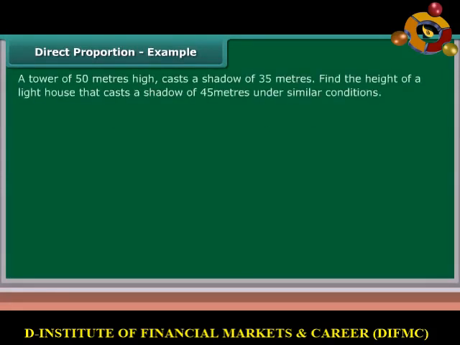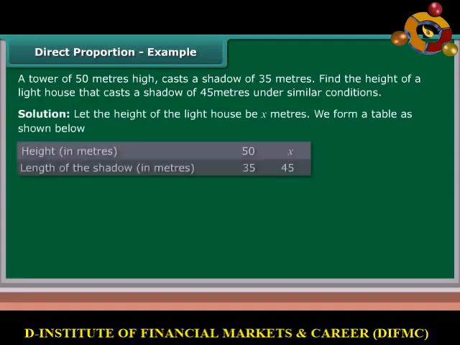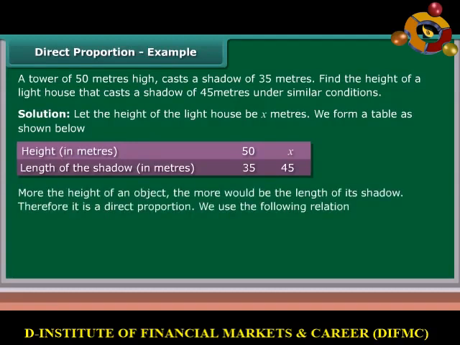Example 2. A tower 50 meters high casts a shadow of 35 meters. Find the height of a lighthouse that casts a shadow of 45 meters under similar conditions. Solution. Let the height of the lighthouse be X meters. We form a table as shown below. The more the height of an object, the more would be the length of its shadow. Therefore, it is a direct proportion. We use the following relation: X1 upon Y1 is equal to X2 upon Y2.